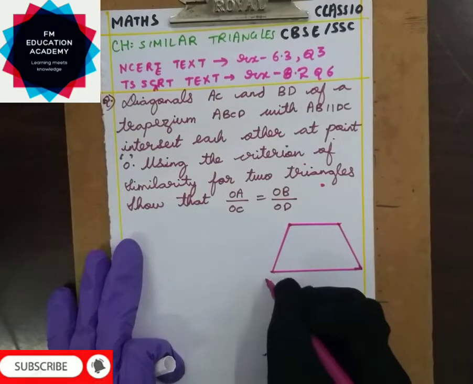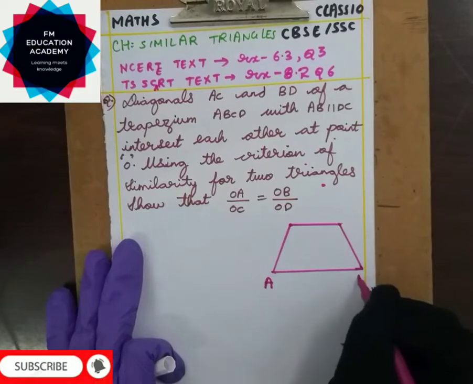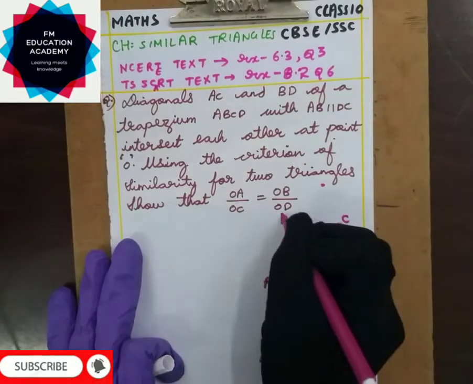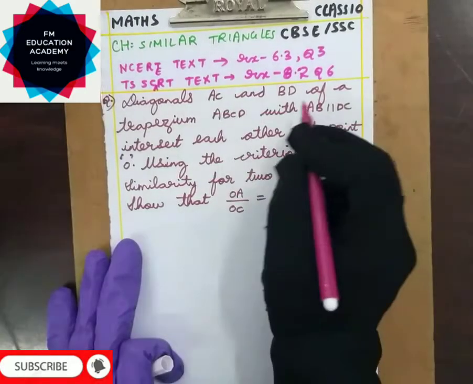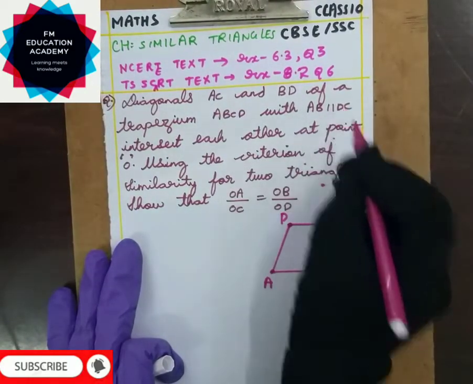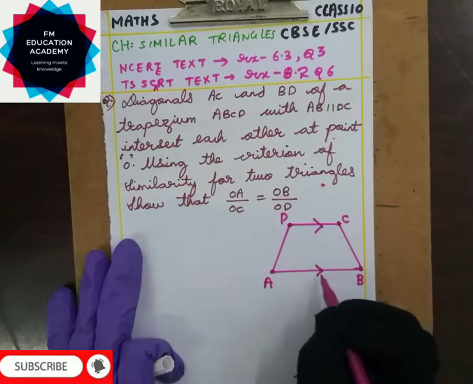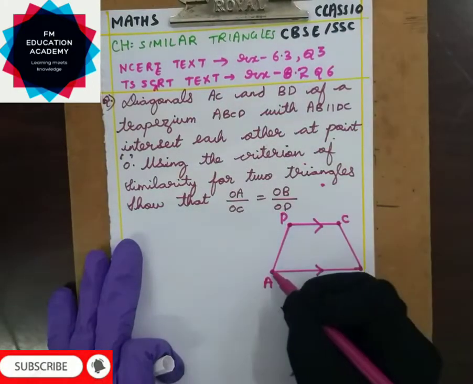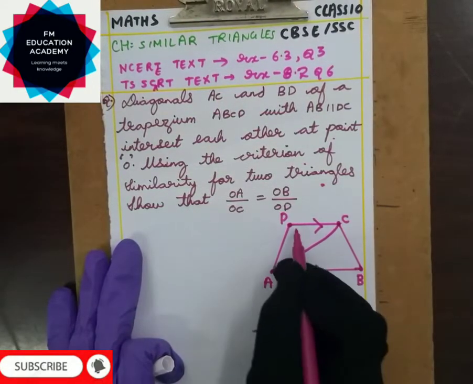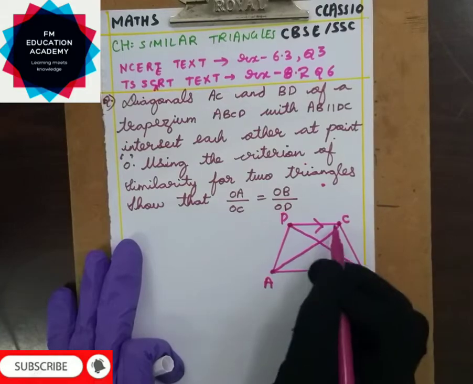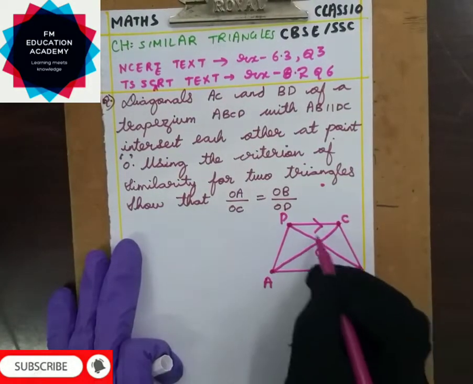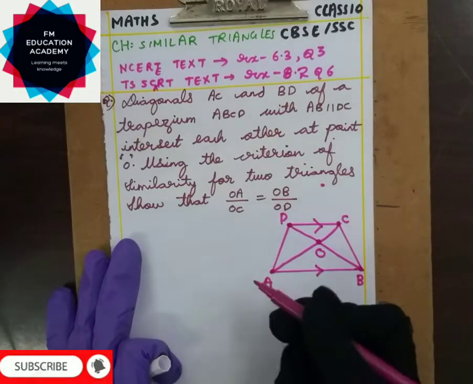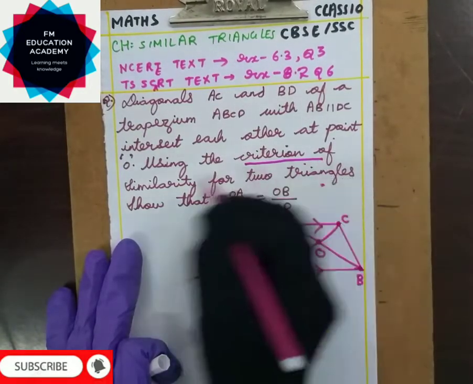This is the shape of a trapezium. So let us suppose this is A, this is B, this vertex is C and this vertex is D. A, B, C, D are the vertices of a trapezium and in the question it is given that AB is parallel to CD and we know two diagonals are there, AC and BD, and these two diagonals are intersecting at a point O. Intersecting means meeting. Now I have to use the criterion of similarity.